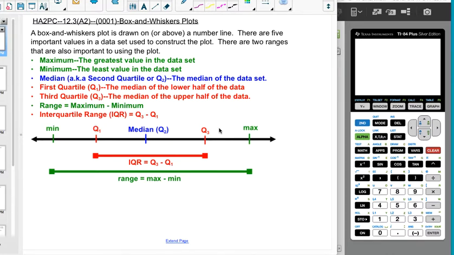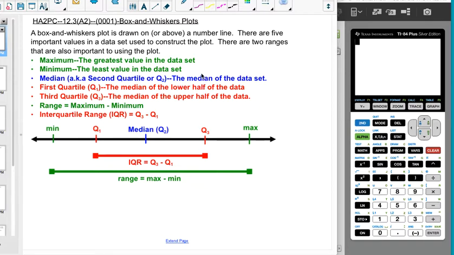There are also 2 ranges from the data that are pretty important when we're plotting. So let's walk through that. In a data set, the maximum is the largest value, so max. The minimum is the least or smallest value, so min. The median, which is also called the second quartile or Q2, we'll talk about that in a little bit.